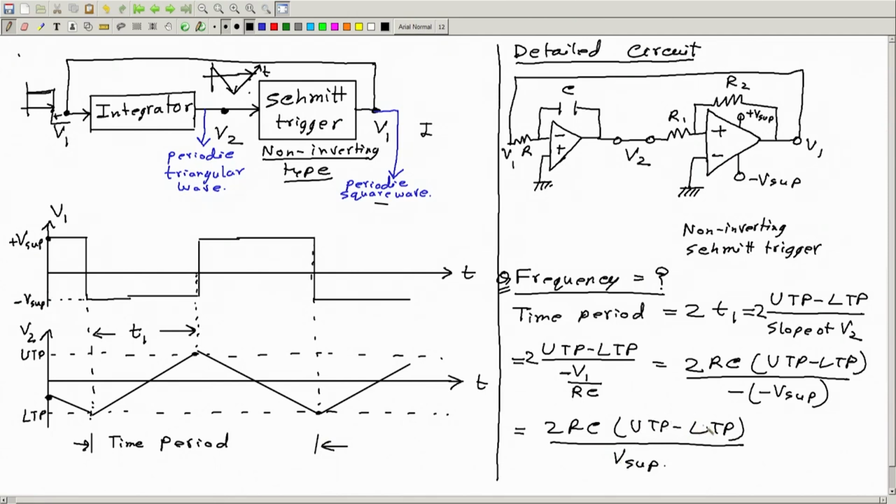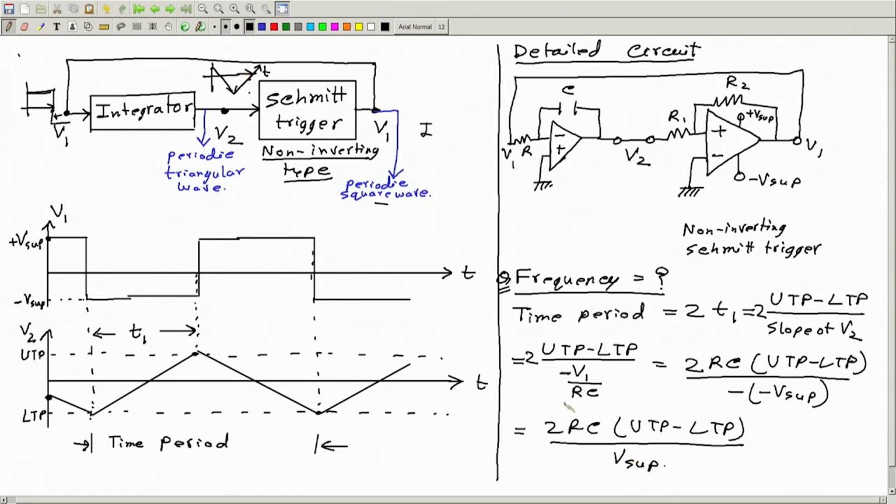If this hysteresis gap increases, will the time period increase? Definitely, because V2 has to travel more. Is it inversely proportional to V supply? Yes, that is also correct, because if I have a higher value of V supply, that means higher saturation voltages, then the rate of change of V2 will increase and the time period will therefore decrease.